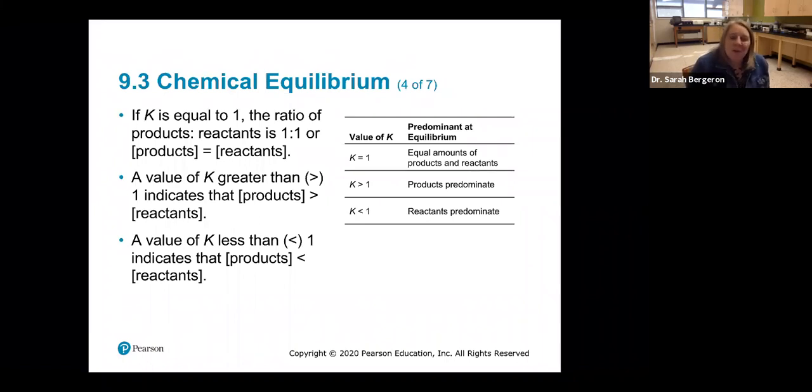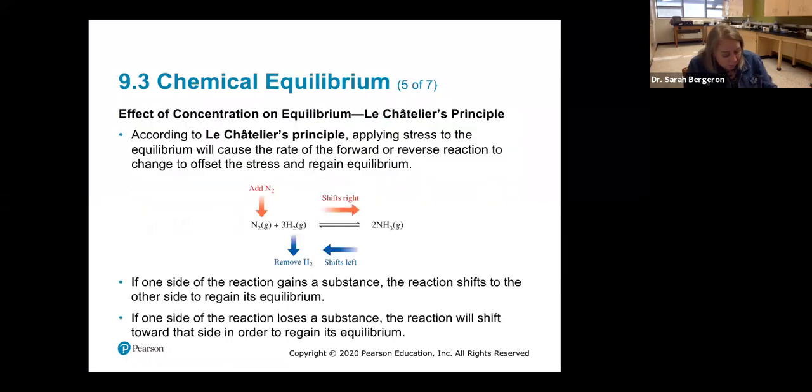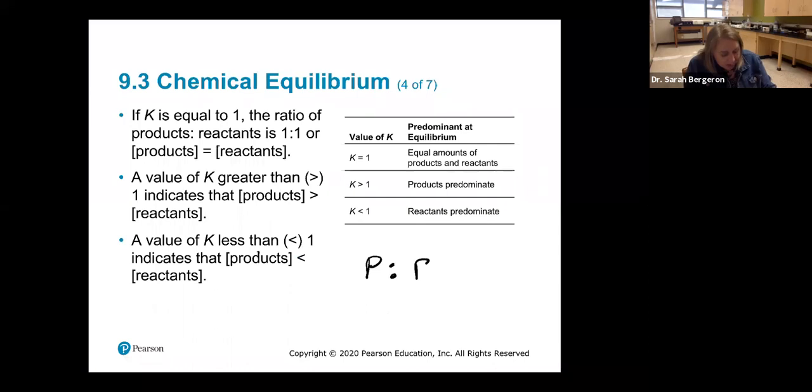Okay, so what does K mean? Well, if K is equal to 1, that means that the ratio of products to reactants is 1 to 1. Or another way to say that is our products are equal to our reactants. And that doesn't happen very often. Really, really doesn't happen very often, very rare. If you have a K that is greater than 1, then that is telling you that your ratio of products to reactants, remember it's always ratio of products to reactants. So if K is greater than 1, then that's telling us that we have more products than reactants.